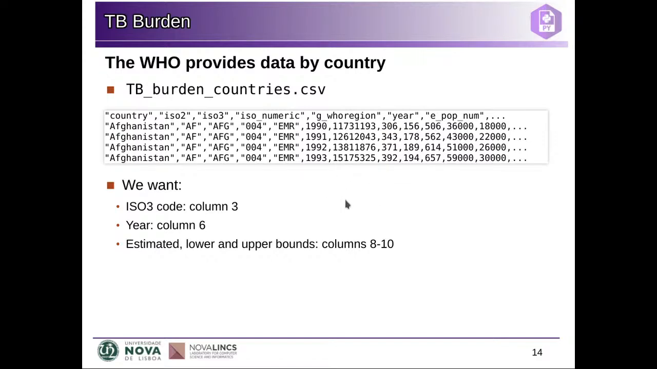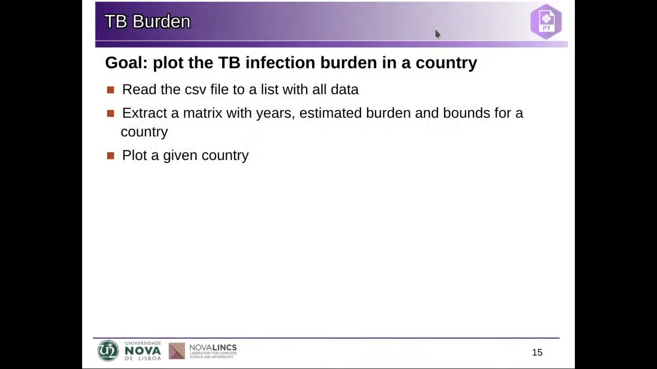So what we want here is basically to identify each country by the ISO 3 code. We want it on the third column. On the sixth column we have the year, and in columns 8 through 10 we have the values for the tuberculosis burden. So we're going to read this into a list with all the data, and then extract a matrix with the years that we want, the estimated burden, the bounds, and then create a function that can plot any country from this data.